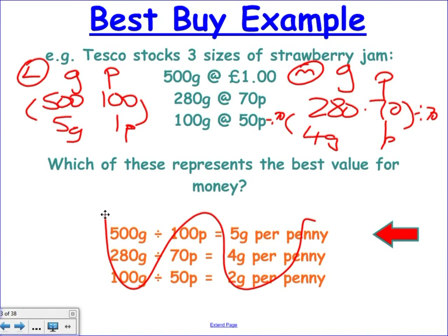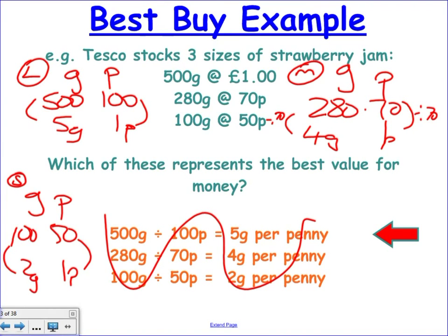Small jar. I've got grams and pennies. I get 100 grams and I get 50 pence. Divided by 50. So we divide the pennies by 50 to get 1 penny. Divide the 100 by 50, I get 2 grams. So now I can look at like with like. My large jar, for my 1 penny, I get 5 grams. For my medium jar, my 1 penny buys me 4 grams. And when I look at my small jar, my 1 penny buys me just 2 grams. So my best value for money is my large jar. Does that make sense? Yeah?